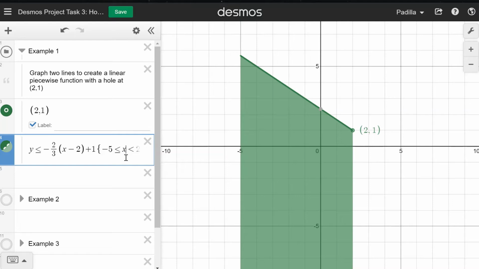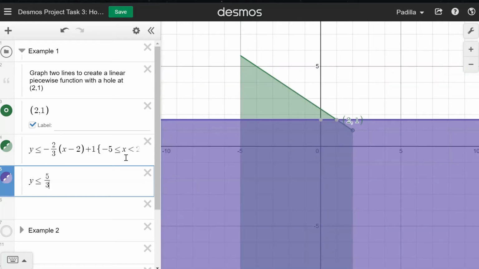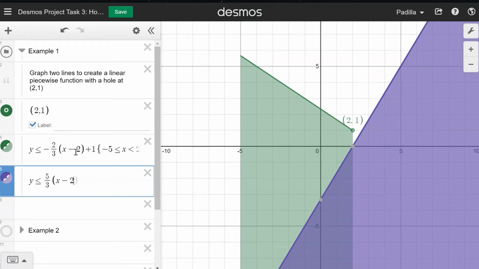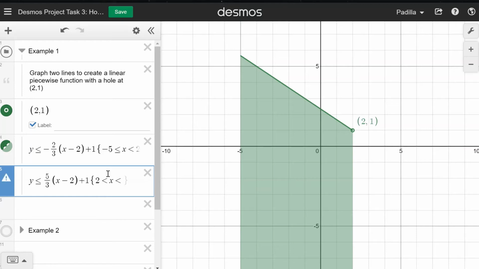Alright, now I'm going to go and do the other side of this. This time I'll go with y is less than or equal to, let's go with a positive slope this time. Let's go with 5/3 times, again I want to use the exact same coordinates here, so I'm going to do the same thing, x minus 2 then plus 1. This time I want to start it at our open point here, so I'm going to begin the inequality with 2 less than x, and let's say less than 5 as well.